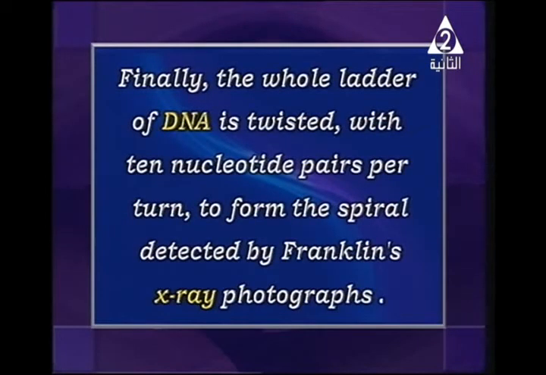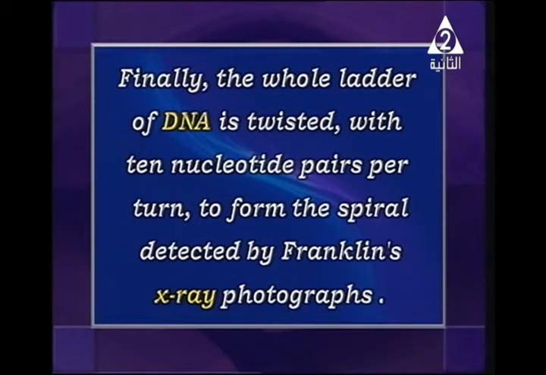Finally, the whole ladder of DNA is twisted, okay, spiraled with 10 nucleotide pairs per turn. So in each turn of the twisting of the DNA, if you count the number of nucleotides, do you remember the structure of the nucleotide? As we said, ribose sugar, which is a 5-carbon sugar, a phosphate group, and finally one of the 4 nitrogenous bases: adenine, thymine, guanine, or cytosine. In each turn, we count about 10, okay? Again, 10 nucleotides in each turn. So, to form what? The spiral deduced from Franklin's X-ray photographs.